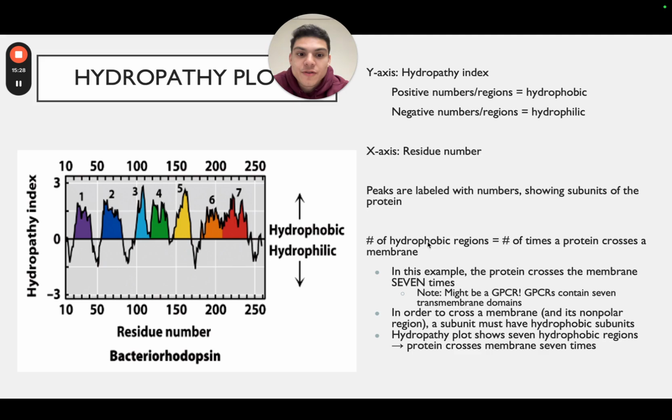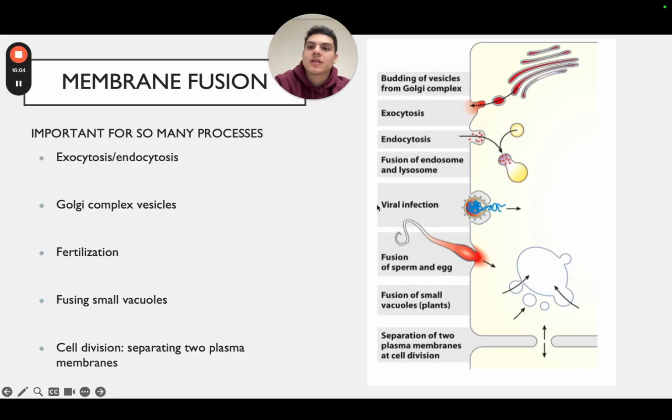And then the number of hydrophobic regions equals the number of times the protein crosses the membrane. So in this example, the protein crosses the membrane 7 times, because in order to cross the membrane, you have these alpha helices that span that hydrophobic region, and that's exactly what's here in the 1, 2, 3, 4, 5, 6, 7. So good thing to know. And this might be a GPCR, you'd have to guess, because GPCRs contain 7 transmembrane domains. That's something to know in terms of how to interpret these transmembrane plots. I know that, for example, voltage-gated sodium channels have 6 transmembrane segments, so you would see 6 different humps there, essentially. And then in terms of membrane fusion, that's the next part.